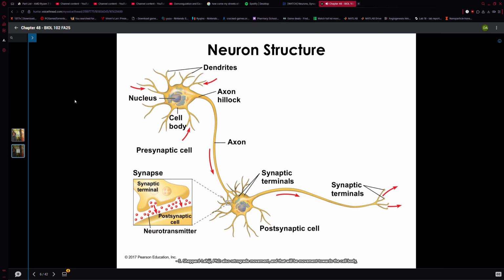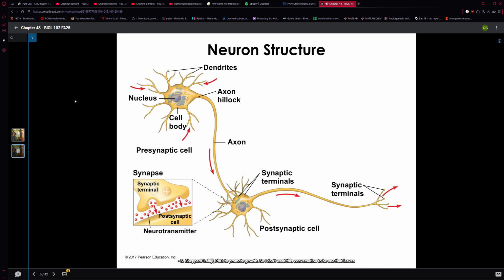And then there's also retrograde movement, and that will be moving towards the cell body. And that's normally organelles that are going to be returned in order to be broken down or recycled. So there are mechanisms of communication on an intracellular level, and that allows the cell body to know the status of the axon terminals. And some signals can activate nuclear genes in order to promote growth.